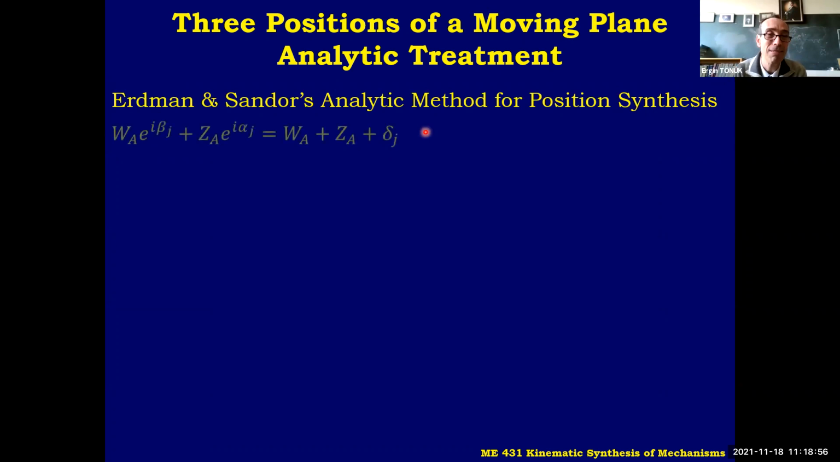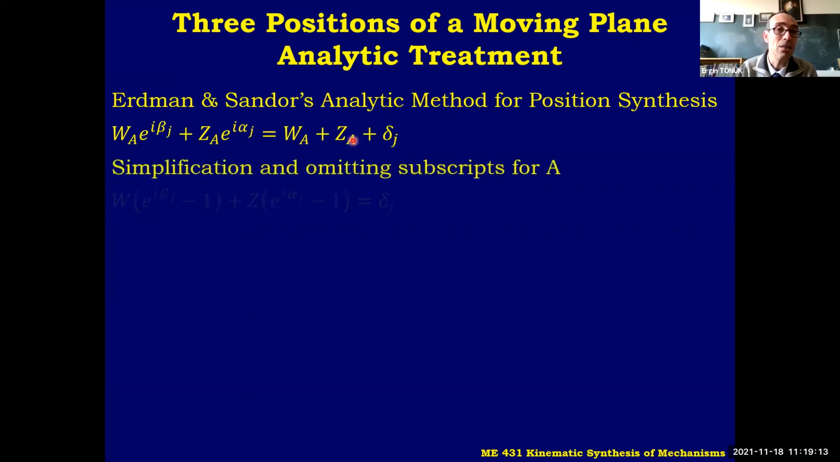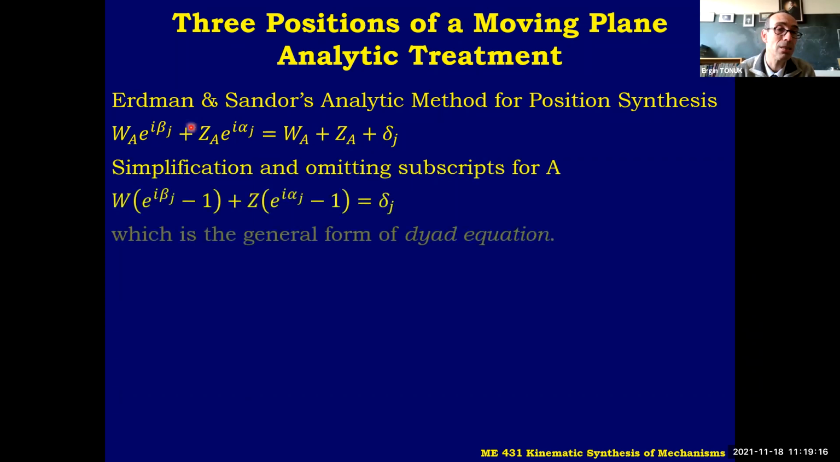So this was the equation we had written. And we can do some simplifications. And if you like, we can omit the subscripts for A or B, C, D, whatever, to obtain a more general equation. So I can take these two to this side. So I have W e to the I beta j minus W plus Z e to the I alpha j minus Z is equal to delta J. And this is called the dyad equation.